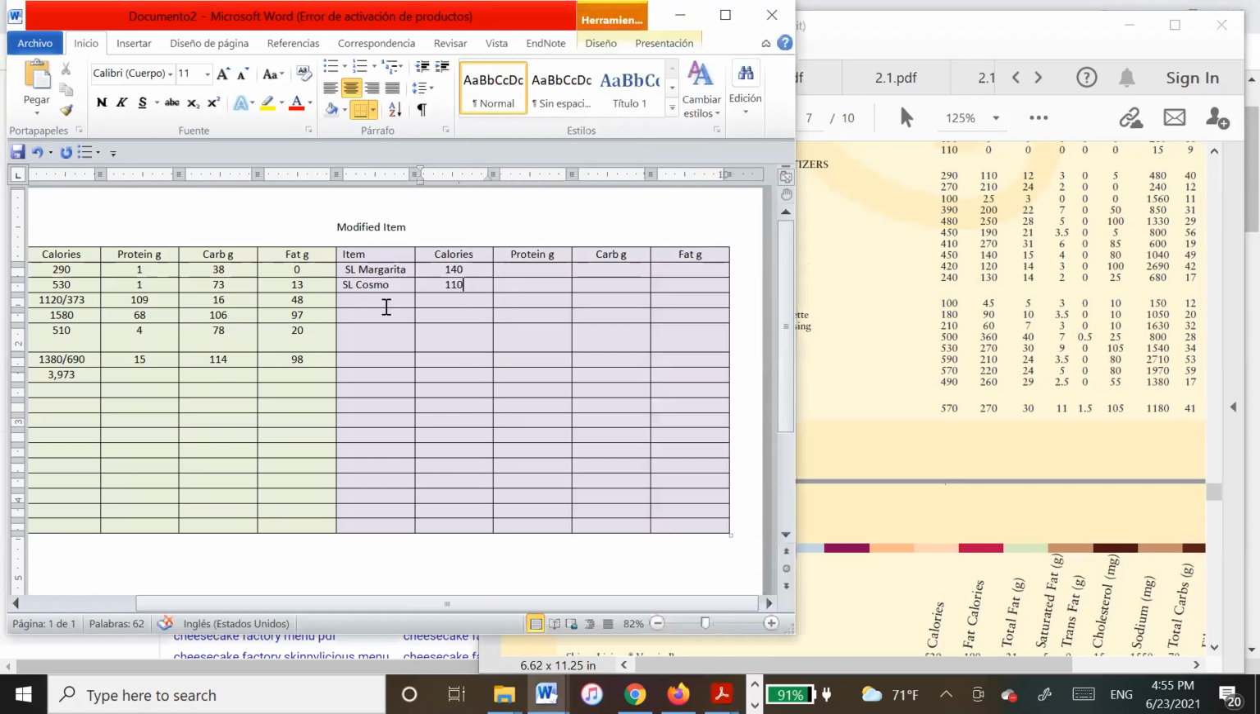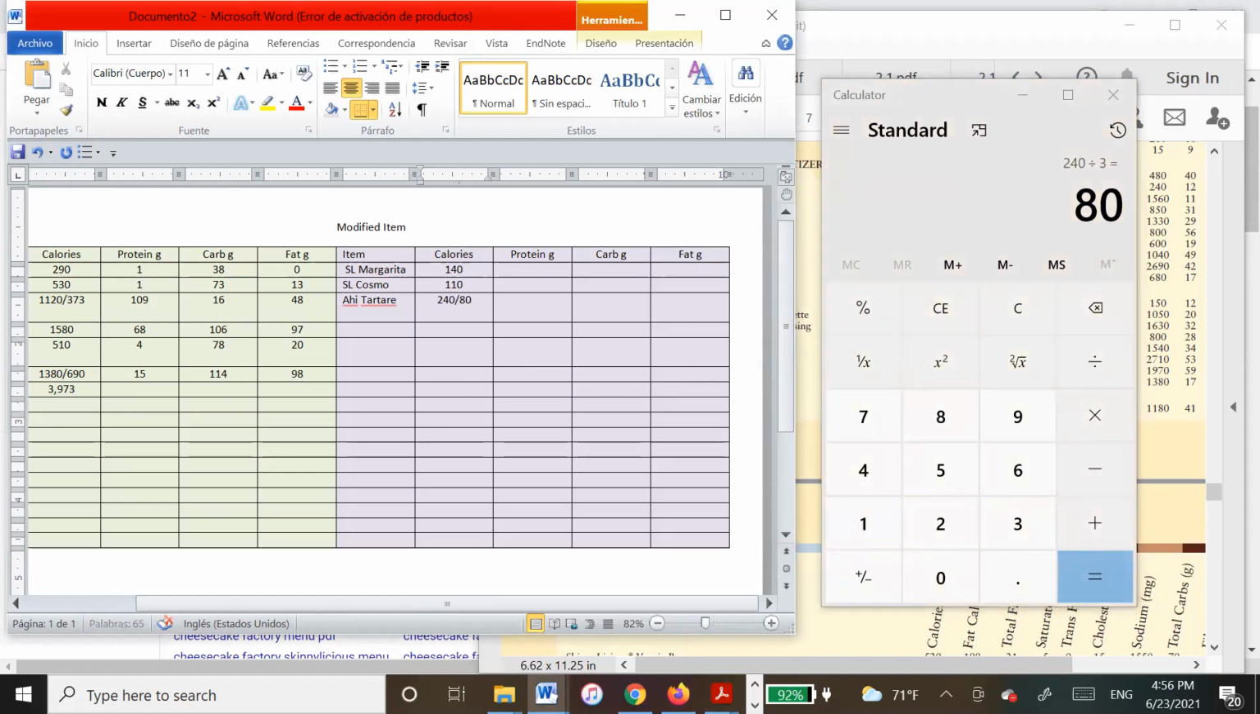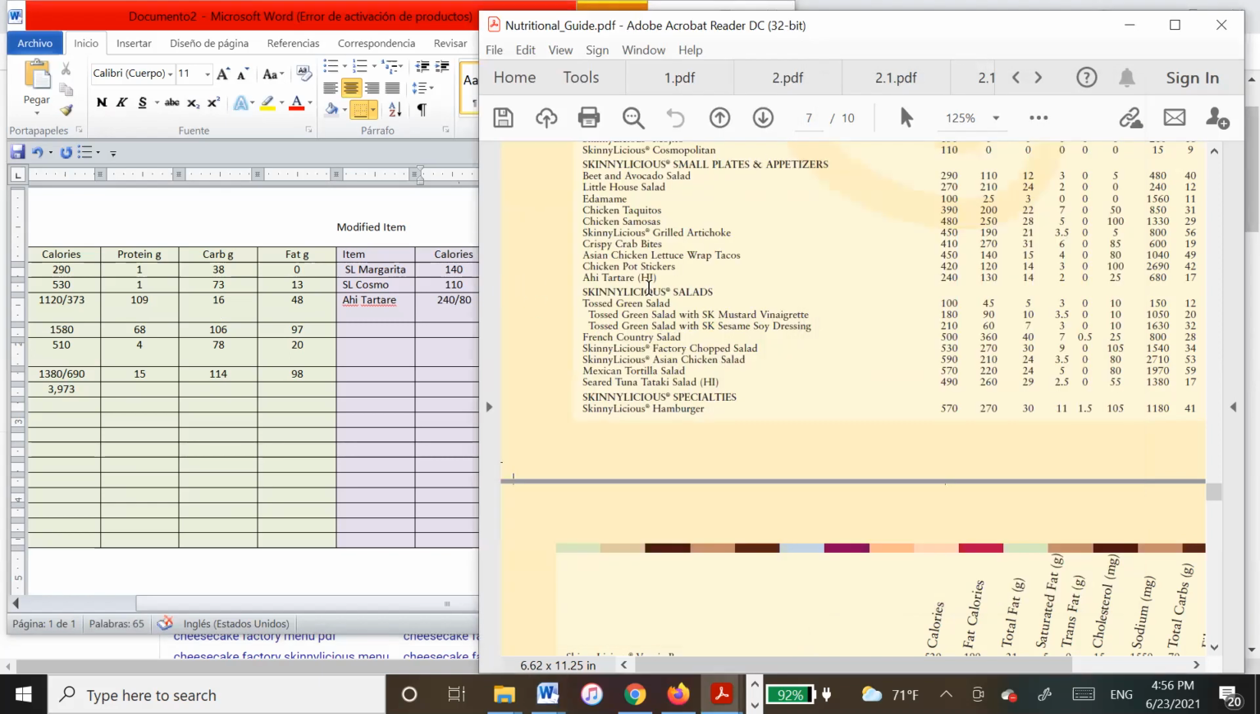So I'm going to put the ahi. Okay, 240 calories. But remember, I'm going to divide this by 3. So I'm going to do this right now as I'm doing it for those of you guys that want to see. So 240 divided by 3. Getting 80 calories out of this. Okay, so let's go ahead and go back to this.